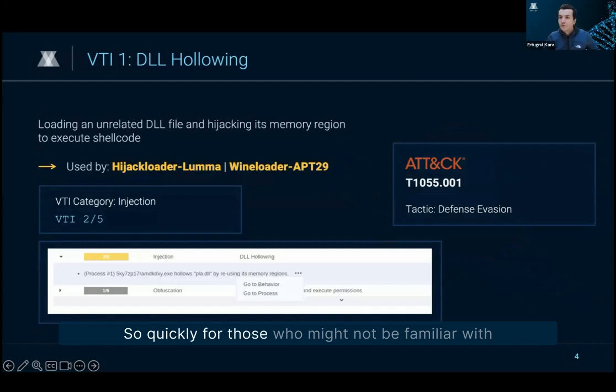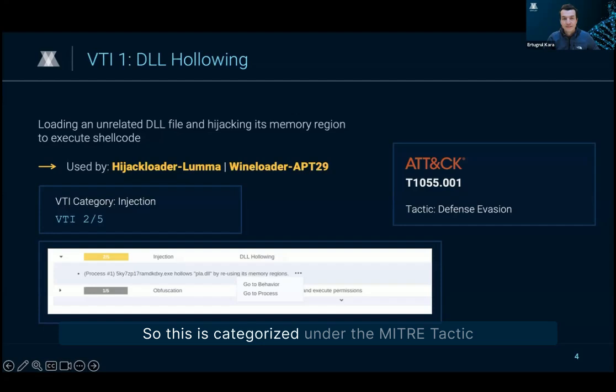So quickly, for those who might not be familiar with this one, and this is totally normal. This is a technique where malware loads an unrelated DLL file and hijacks its memory region instead of allocating its own. So once that's done, it writes its shellcode into the DLL's memory space and executes it.